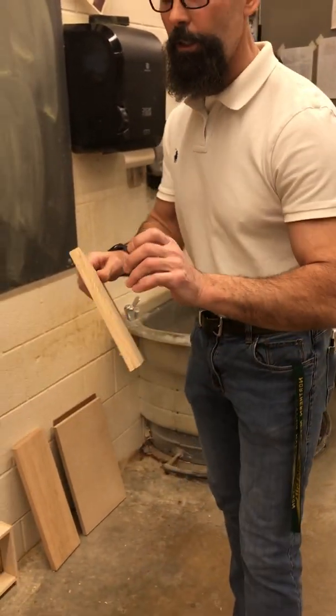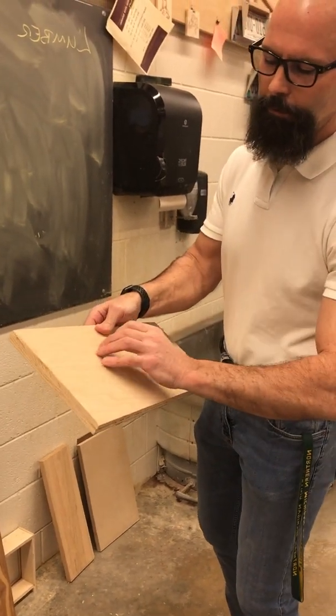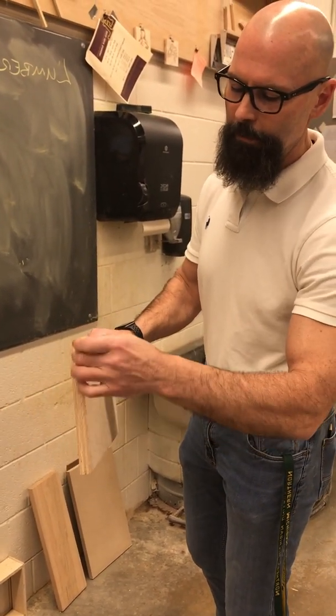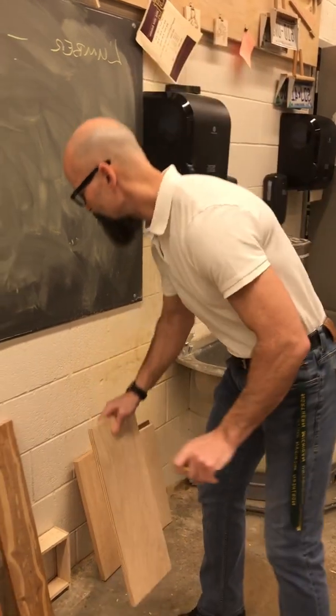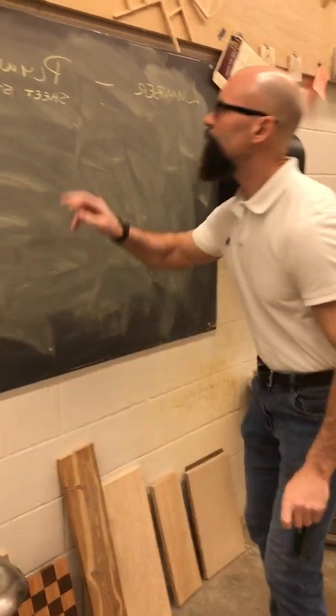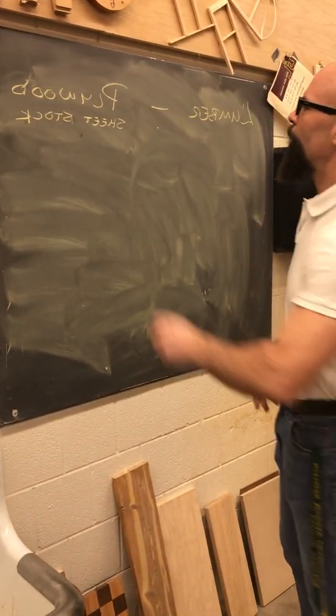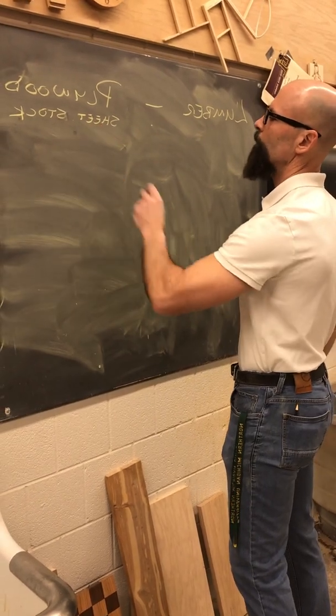Plywood is going to be a little bit cheaper because all we need is the good wood to be up on top and then just scrap wood in between. Plywood is also referred to as sheet stock. There are 3 different types of plywoods.